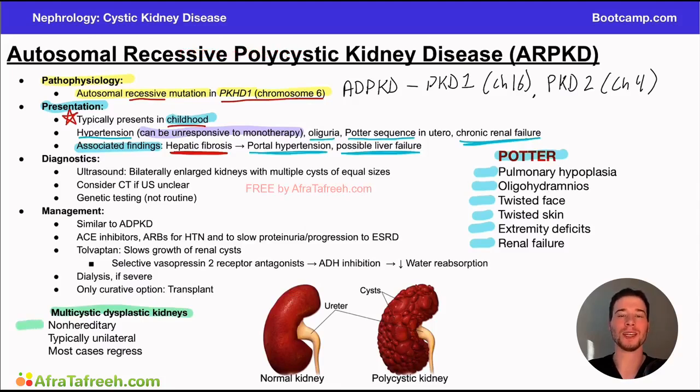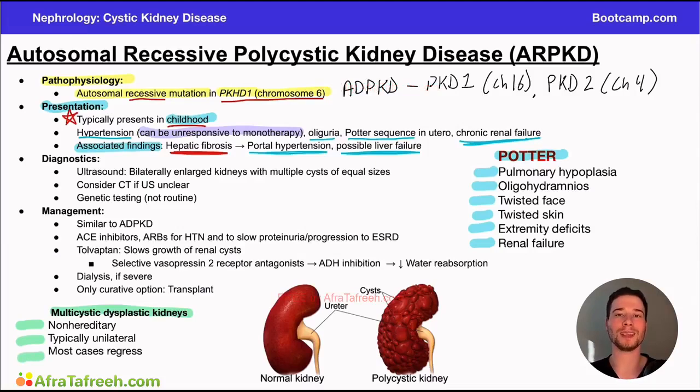We're talking about autosomal recessive versus something that occurs more sporadically. Also, this is typically going to be a unilateral condition versus autosomal recessive, which is most likely to be bilateral. And finally, multicystic dysplastic kidneys are more likely to regress and resolve spontaneously. This is unlikely to occur in autosomal recessive polycystic kidney disease.